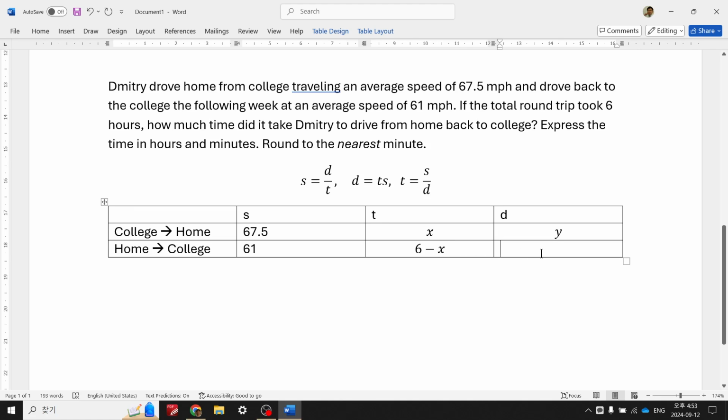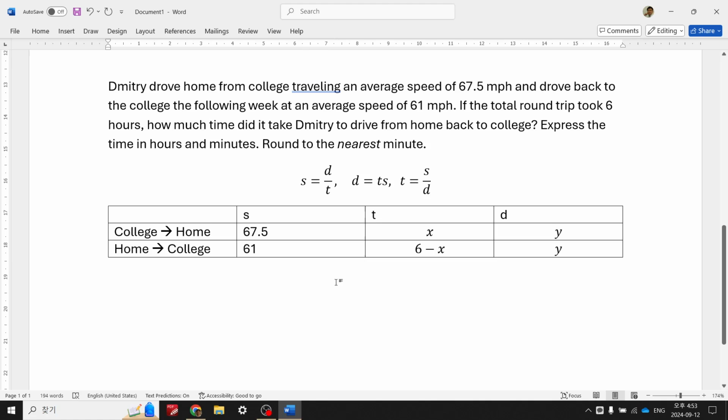All right, then what about the distance? It should be y. Why is that true? Because you're going on the same route. Going to or back, it's the same route, so it's the same distance. So we can use the same thing. Okay, is this clear? All right.